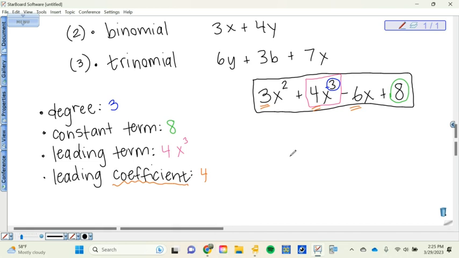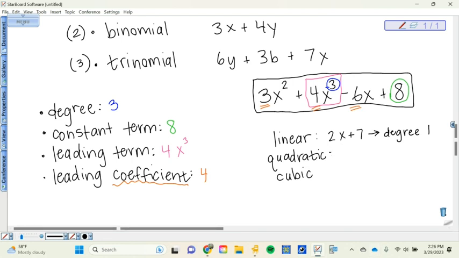Okay, 3 other little terms really quick. Linear, quadratic, cubic. Linear, so we've looked at a lot of linear relationships, but something like this. 2x plus 7. What is the degree of this? 1. Perfect. Degree 1.